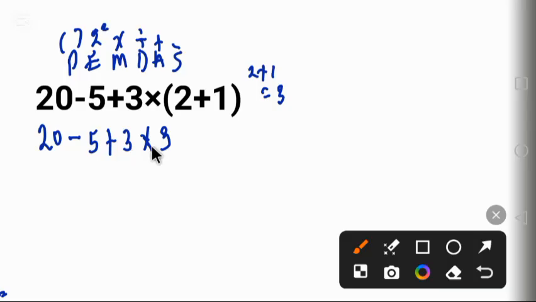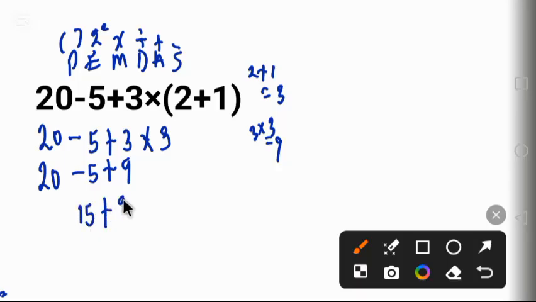Next, we work the multiplication. That is 3 times 3, and that will give us 9. We'll have a new equation again, which is now, go left to right. 20 minus 5 will give us 15, plus 9, and 15 plus 9 will give us 24. As you can see, the correct answer is 24, not 54.